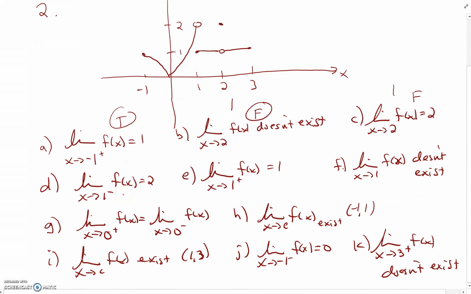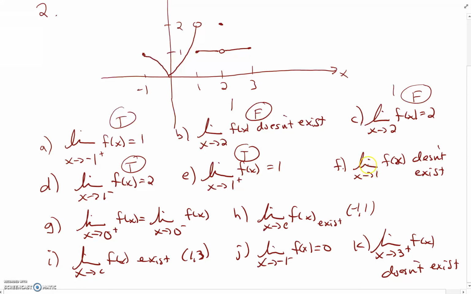D, the limit as x approaches 1 from the left. Here's 1 from the left side, this side. So the function, as you go to 1, it's going up to 2. We don't care about at 1. But as you're getting close to 1, it's going up to 2. So this one's true. Okay? Approach 1 from the right. Here's 1 from the right side. It's leveling off at 1. So that one's true.